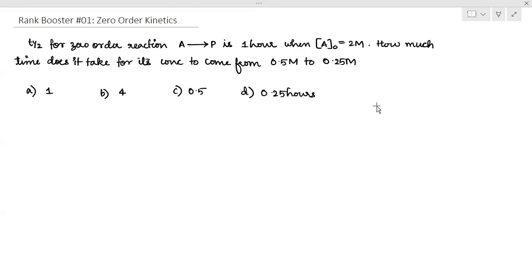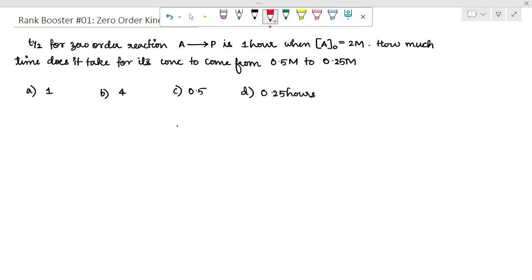So whenever you get such questions, you might already know that we can solve this using the integrated rate equation. Apart from that, there is a shortcut that you can use. Now, this shortcut is only applicable for zero order reactions, so please have that in mind. Now, what is this trick of zero order reactions used for?